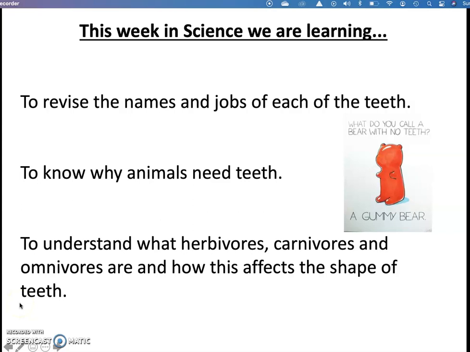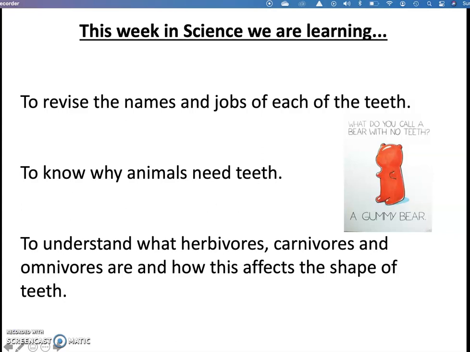Okay, so first up, let's try and revise the names and jobs of each of the teeth. I want you now to pause this video and see if you can write down on a piece of paper the three main different types of teeth that we have and what those teeth do. So think back to last lesson and last week. We looked at there's three types of teeth. What are those three types of teeth and what are their roles? Remember, make sure you pause the video so you've got some time to write that down.